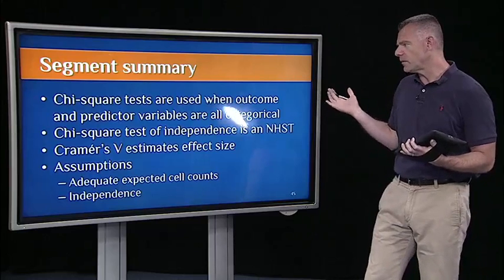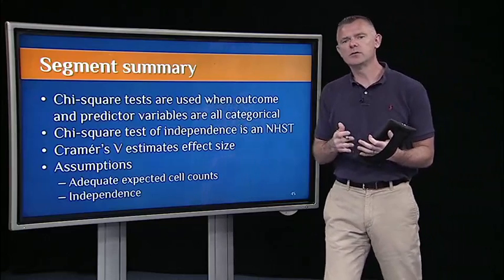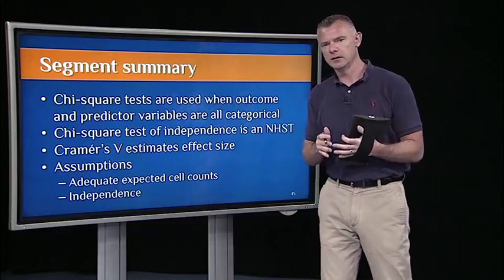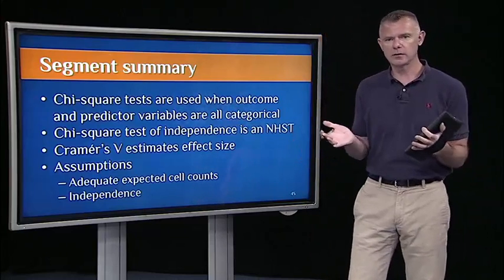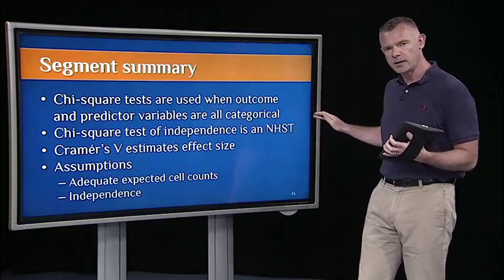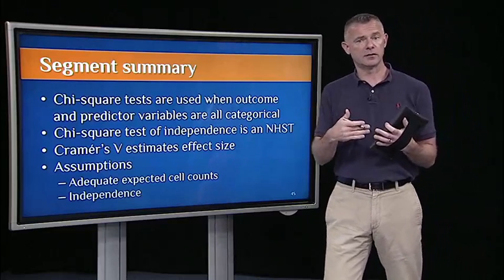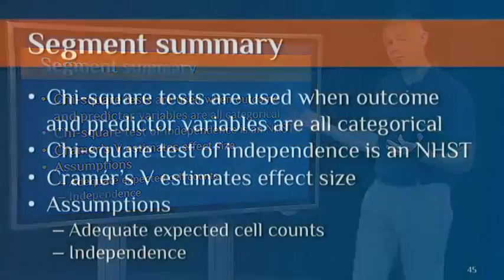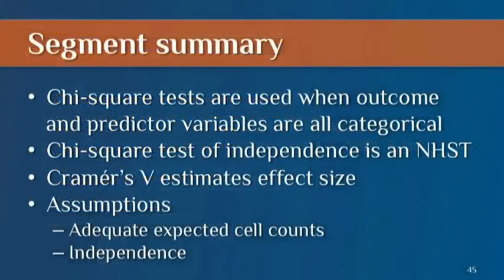So to wrap up this segment, chi-square tests are used when we're dealing with categorical data. So categorical predictors, categorical outcomes. Chi-square test of independence is a null hypothesis significance test, so we're going to follow that up with an estimate of effect size. The estimate of effect size here is Cramer's V. And the test of independence has 2 assumptions: 1, adequate expected cell counts, and 2, independence.